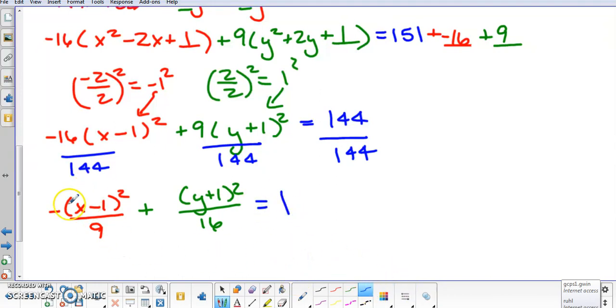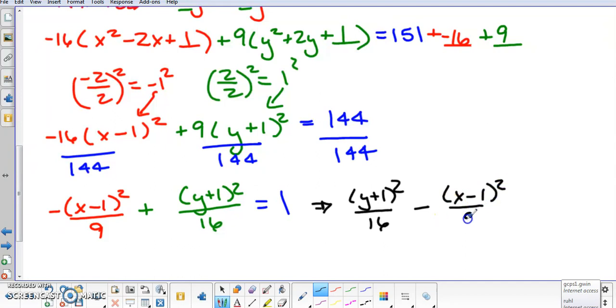Now the only thing is that I have to have this negative sign in the middle, so really the correct way to write this would be y plus 1 squared over 16 minus x minus 1 squared over 9 equals 1. Always make sure your subtraction is in the middle.